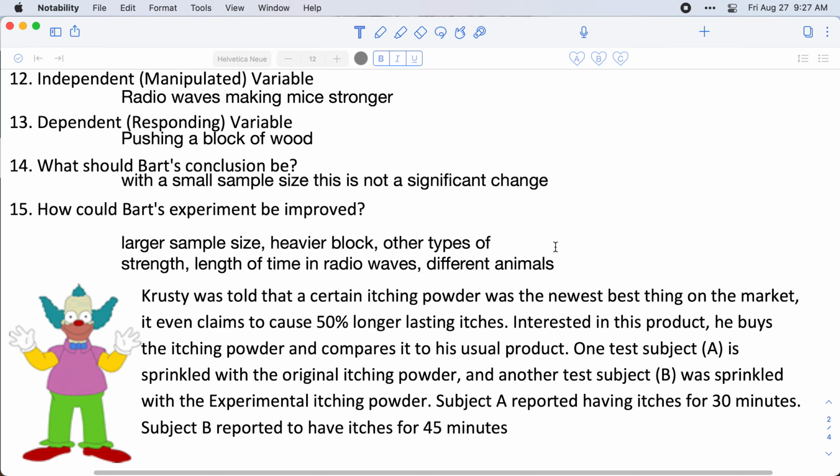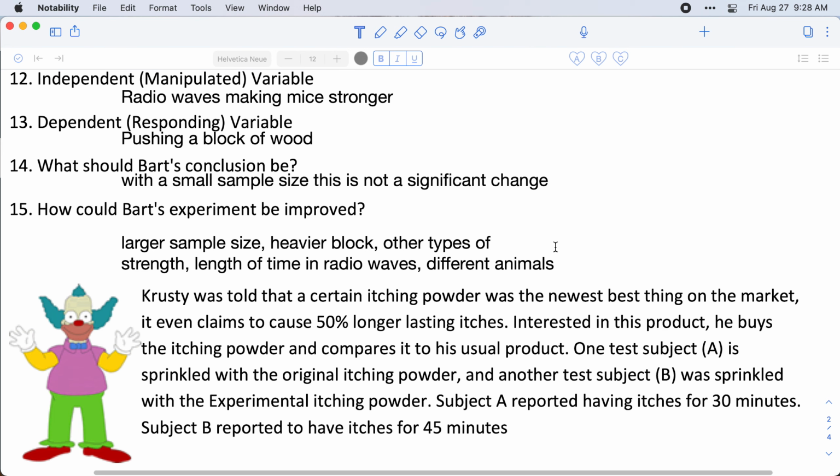What is the independent variable? Haley? Oh, I said the independent variable was the new itching powder. Yep, but it's all itching powders. It's the original itching powder and the new itching powder. So itching powder is the variable. It's not just the new one. Aren't we varying the itching powders? So you could have 10 different itching powders. All of them are the independent variable.